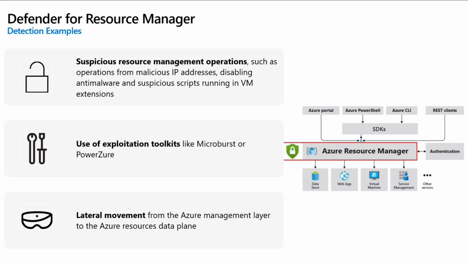Some detection examples for Defender for Resource Manager: it's going to alert on any type of suspicious activity, like exploitation toolkits, anti-malware being disabled, connections from known malicious IPs, any type of lateral movement, and things along those lines. And by the way, this will work regardless of whether the threat comes via the portal, via the API, or via the CLI.